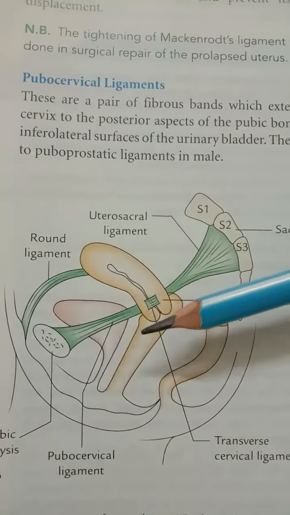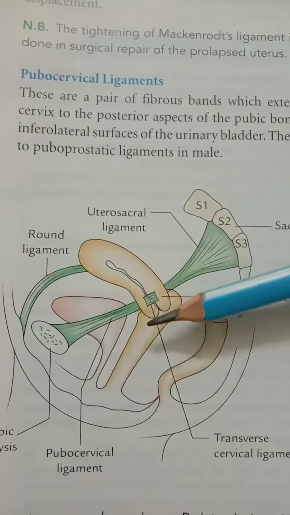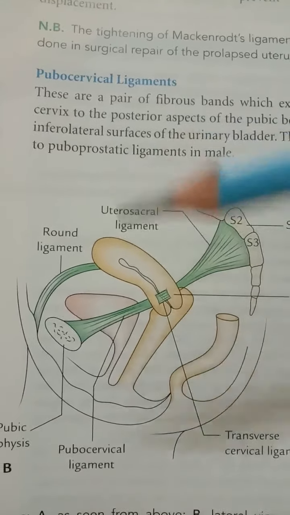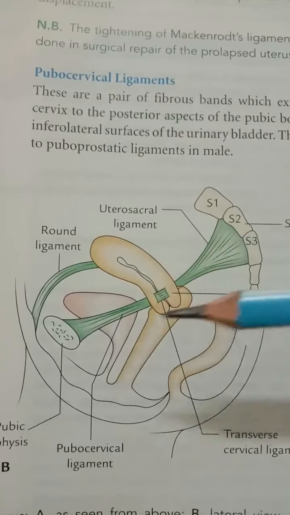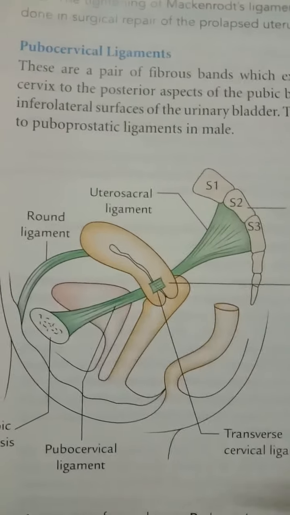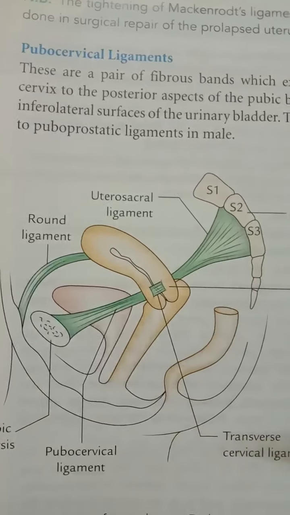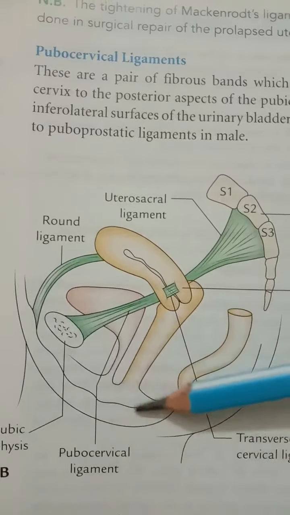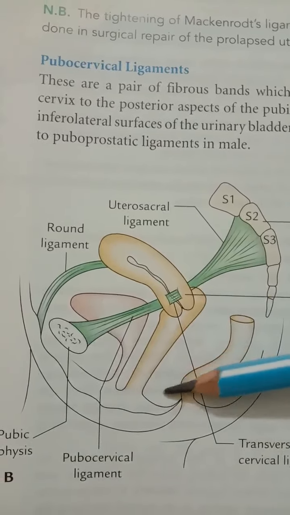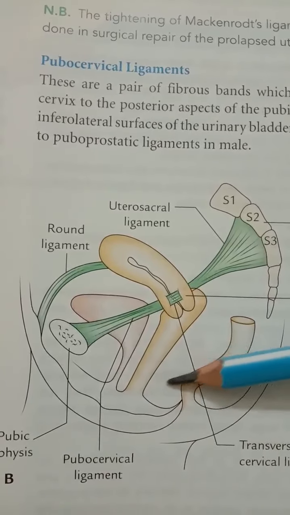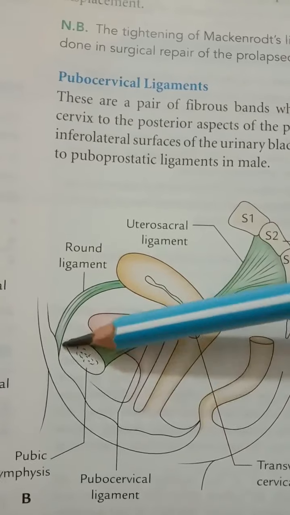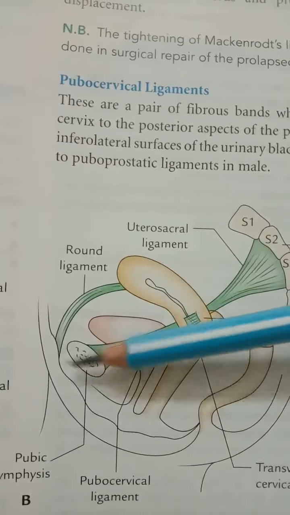So these supports of the uterus are divided into two types, that is the primary support and the secondary support. The primary support consists of the muscular structure, the visceral structure and the fibromuscular structure. The muscular structure consists of the pelvic diaphragm, then the perineal body, which is present between the rectum and the vagina, and the urogenital diaphragm, which is present here.